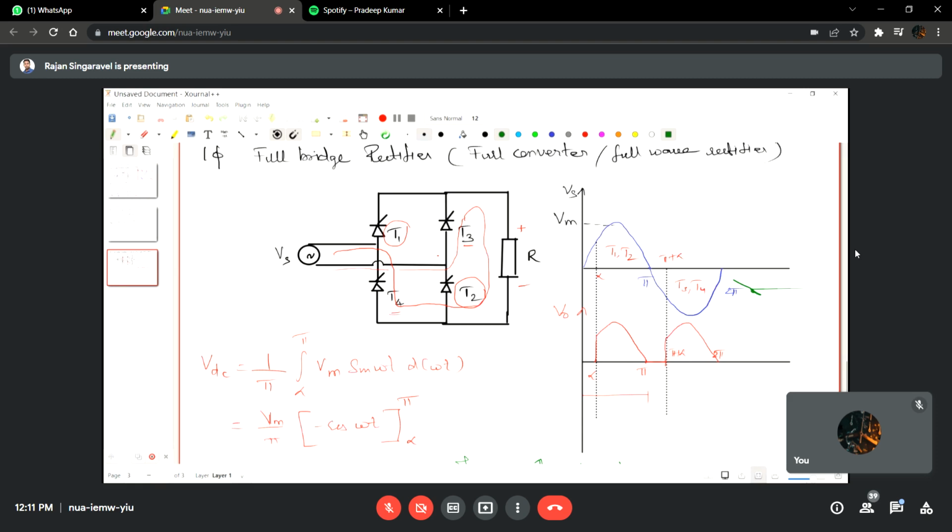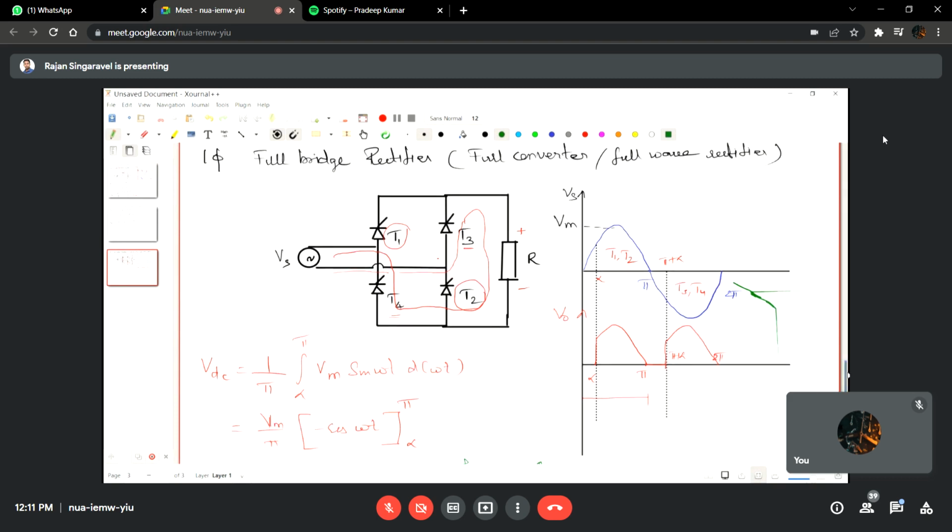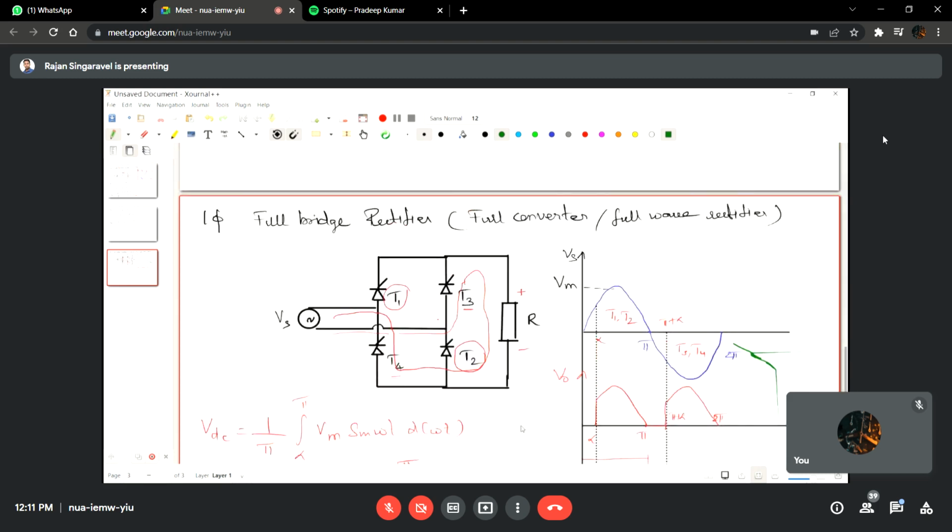I think we can stop with this. So next class we will see RL load, and we will proceed with the semi-converters. And with this week, this complete unit will be over, right? Within these 4 classes, the rectifier unit will be over. So try to attend the classes without any disturbance.